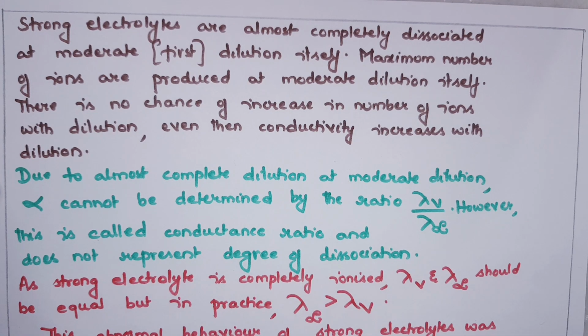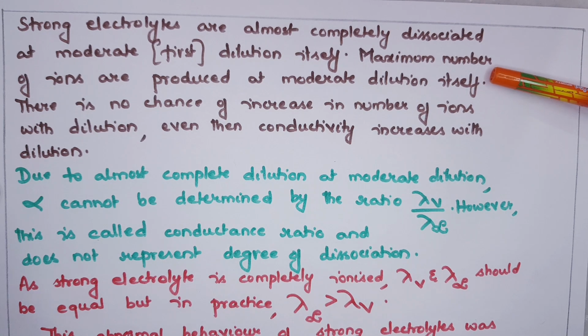We will try to understand the reason for this. Okay, students. Any strong electrolyte you take and add some water, immediately on adding, that is at the first dilution, or we can also call it the moderate dilution, strong electrolytes are almost completely dissociated. It's not like on dilution dissociation is increasing. At the first and foremost dilution itself, the strong electrolytes are ready to dissociate completely. Okay, that means at the first dilution itself, however many ions it can produce, that many ions will be produced at moderate dilution itself.